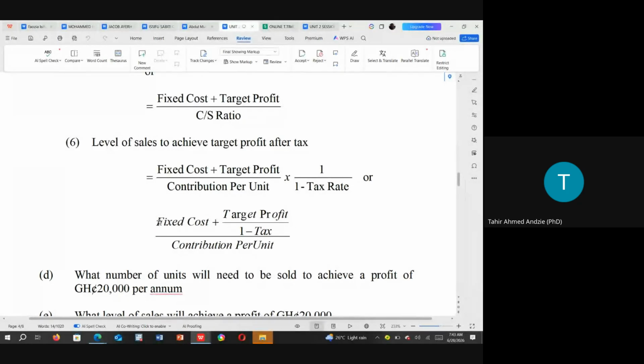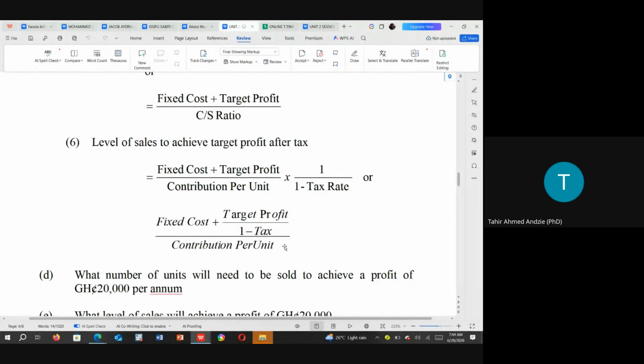Now, if you want to determine that same target profit after tax in sales value, you just multiply the whole of this formula by selling price, or the quantity you get after getting here. That is a quantity to achieve a given target profit multiplied by the selling price. Or you can divide the whole of the fixed cost plus the target profit all over 1 minus tax by the contribution margin ratio.